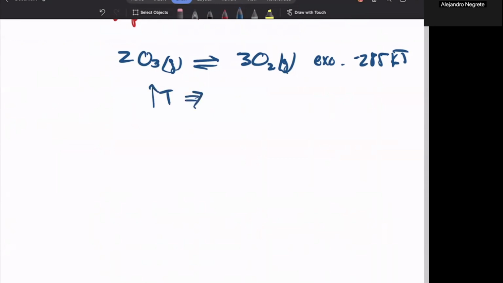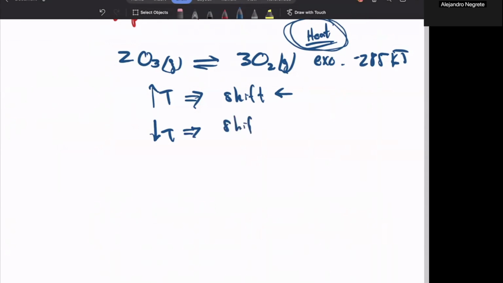Exothermic reaction, if we're increasing the temperature, that means that heat is a product of this reaction. And if we're increasing the temperature, we're adding heat to it, this is going to shift to the left, right? Decrease the temperature. In order for the system to relieve that stress, we have to produce more heat, and that will shift this reaction over to the right.